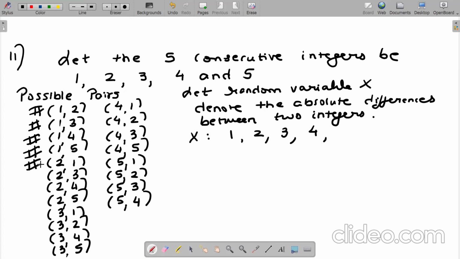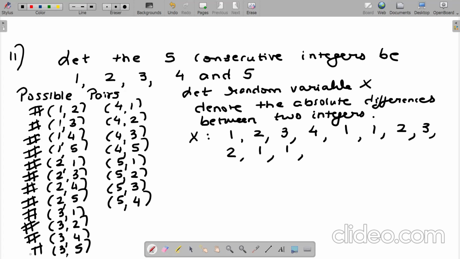2 minus 1 is 1. 2 minus 3 is minus 1, but the absolute value is 1. 2 minus 4 is minus 2, but the absolute value is 2. 2 minus 5 is minus 3, but the absolute value is 3. Absolute is all modulus, okay? 3 minus 1 is 2. 3 minus 2 is 1. 3 minus 4 is minus 1. The absolute value is 1. 3 minus 5 is minus 2. The absolute value is 2.